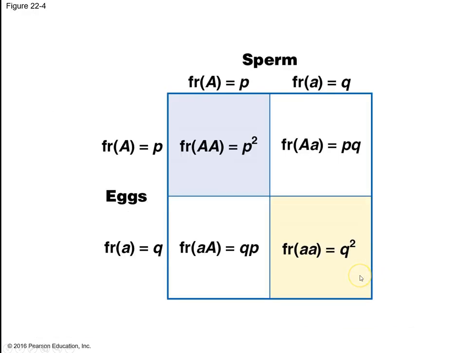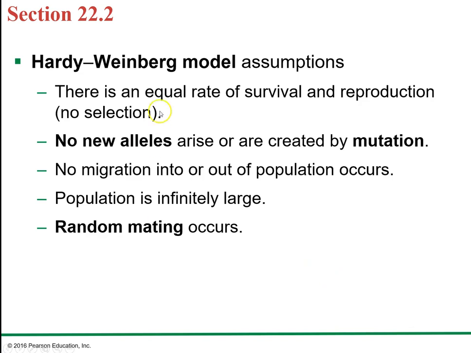So make sure you understand that before you go and try to do the problem. Okay, so here are the assumptions for Hardy-Weinberg. There's an equal rate of survival and reproduction, and there is no selection in this population. There are no new alleles arising within the population because there are no mutations, so none of the alleles are changing. No migration into or out of the population. The population is huge, and random mating is occurring. If these are not the case, it will affect Hardy-Weinberg, and that population would not be at equilibrium.